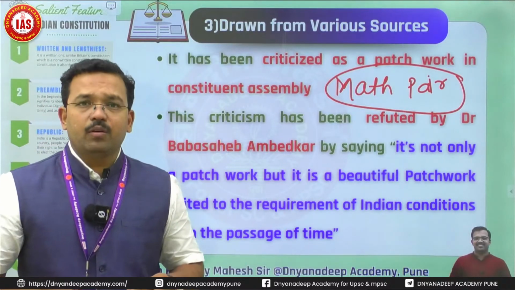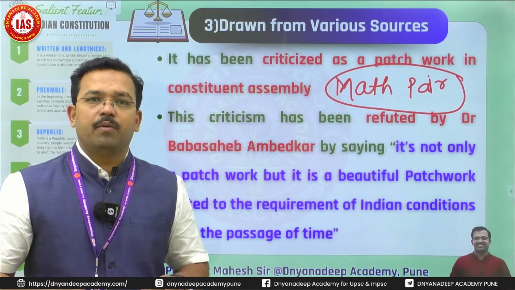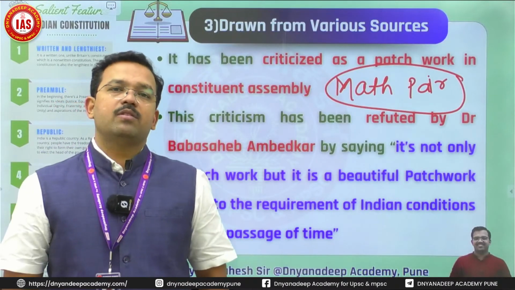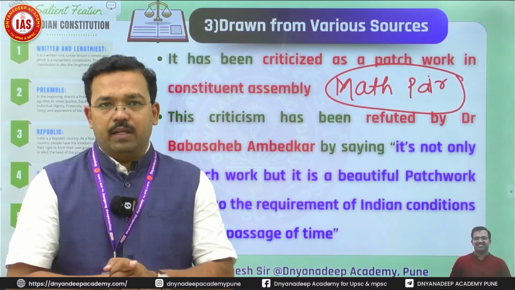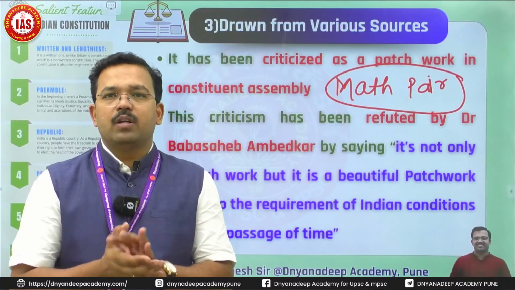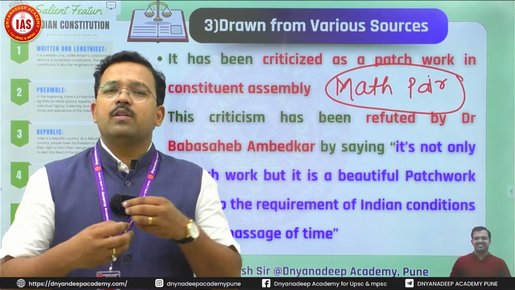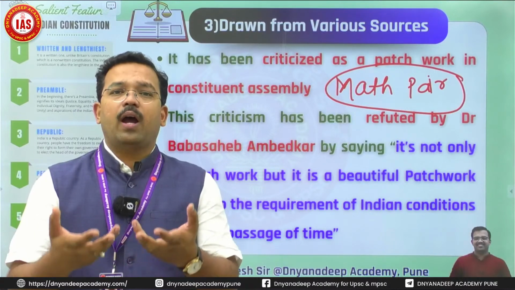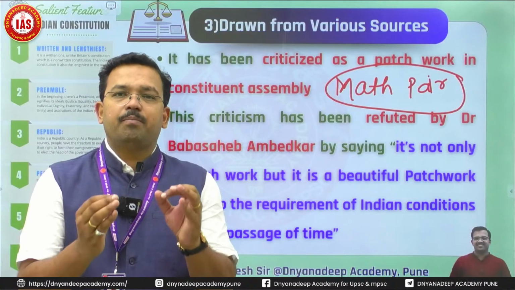When the Constituent Assembly debates were going on, many Constituent Assembly members were against borrowing features from various constitutions in the world. So when Dr. Babasaheb Ambedkar was discussing the significance of all these features in the drafting committee and Constituent Assembly, many members criticized and said, what's new in the constitution? You are saying you brought this one, that one. What's new in your constitution? What do you have? And they criticized the Indian constitution as just a patchwork.